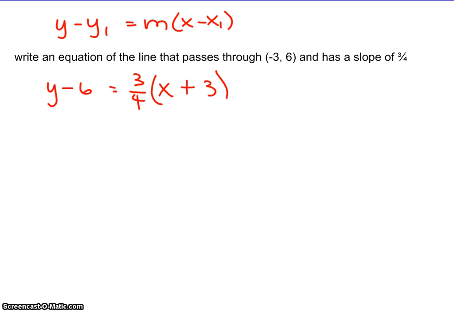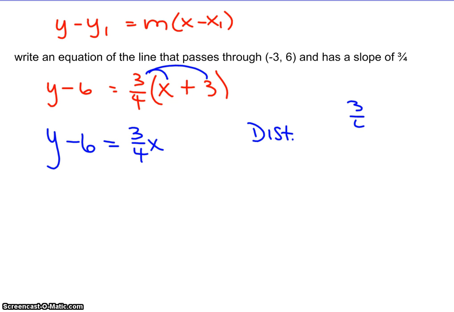Okay, so then what we want to do again was distribute. So take the 3/4 and multiply it through. So y minus 6 equals 3/4 x, and I've got to do 3/4 times 3. You can go to the side and use your calculator, but again, what we want to do is multiply your tops and multiply your bottoms. Now add or subtract that constant away.